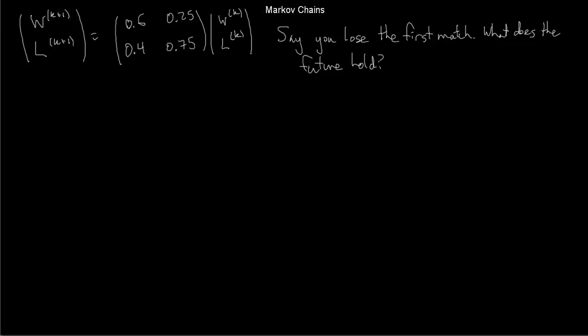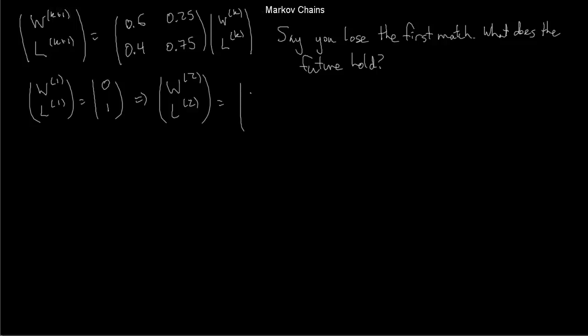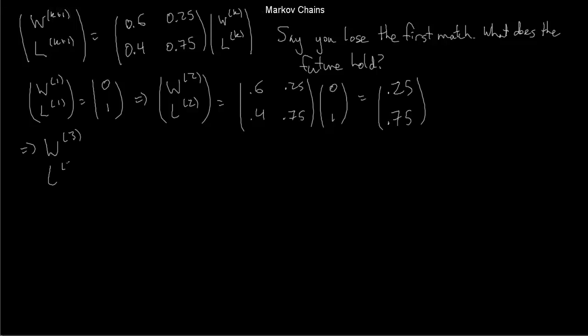Well, what does that mean for the 3rd match, for example? Well, W1 is 0, and L1 is 1. And I can express W2 and L2 in terms of this matrix times that vector. So W2, L2 is 0.6, 0.4, 0.25, 0.75 times 0, 1. And that's just the 2nd column. So that makes perfect sense. It's exactly what we had set up. The probability of losing if I lost was 75%.